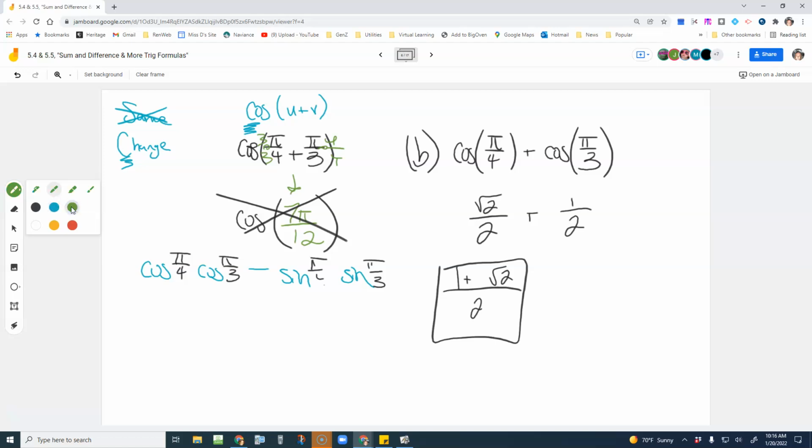Ready for my cheater chart magic? It's not magic, it's math. 1, 2, 3, 3, 2. There he is. 2. That's the pi over 4 in the middle. Check it out. 1. Hey, that's the pi over 3. Yay, go team. Sine, he's the 1, 2. Oh, he's 2. 3. Oh, he's root 3 over 2.